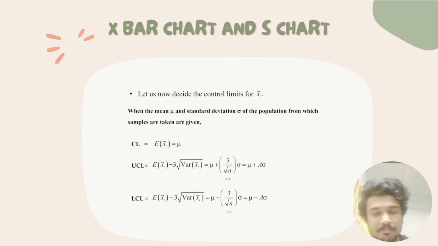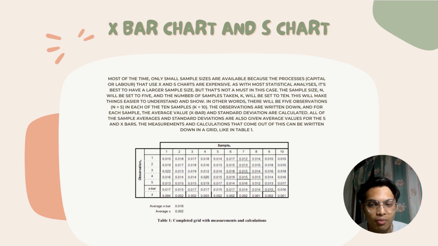And then control limits appear on control charts, basically the whole topic that we are talking about today, whereas specification limits appear on histograms. And as we can see, when the mean and standard deviation of the population from which samples are taken are given, we can then calculate the control limit, the upper control limit, and lower control limit as shown in the formula given in the diagram. As for my part, I will now explain how to calculate the S bar chart and S chart and how to obtain the result.